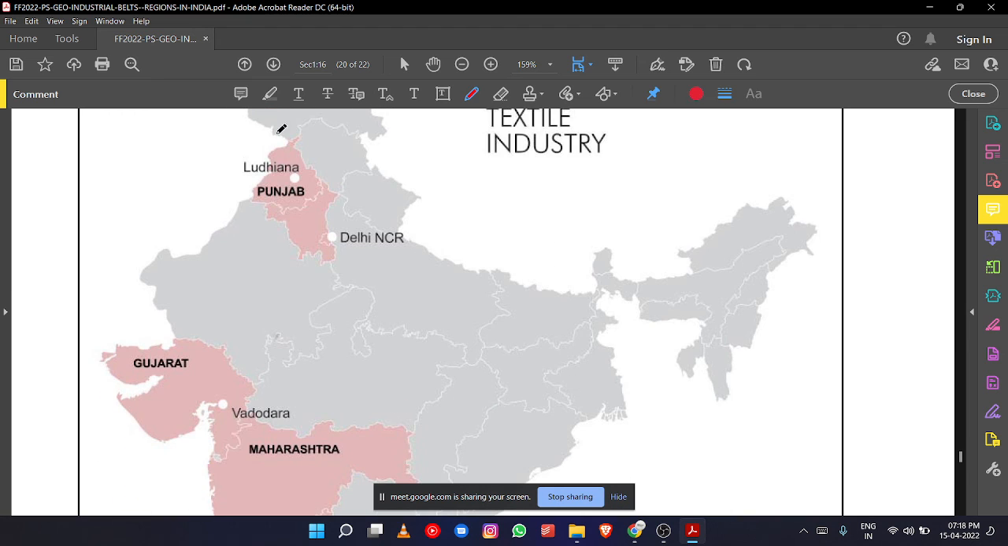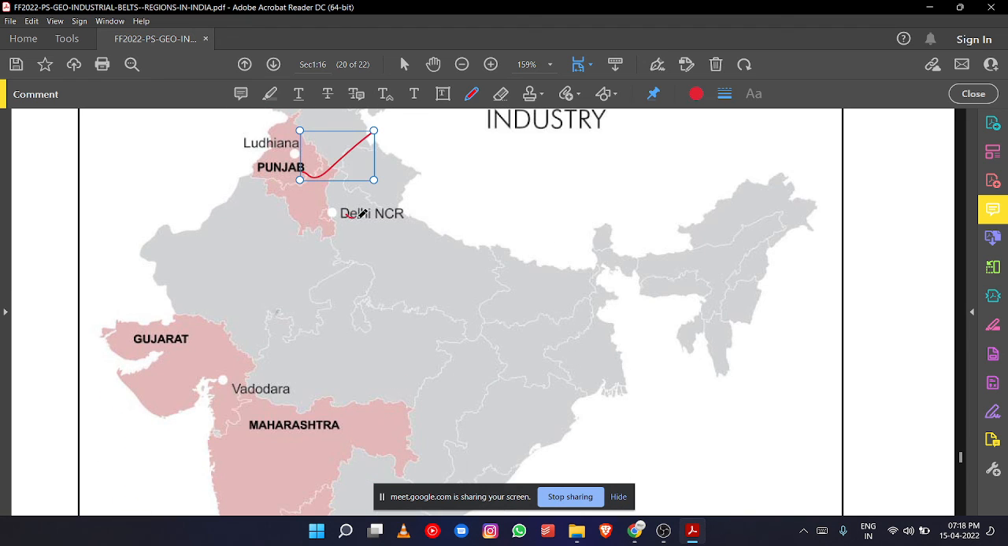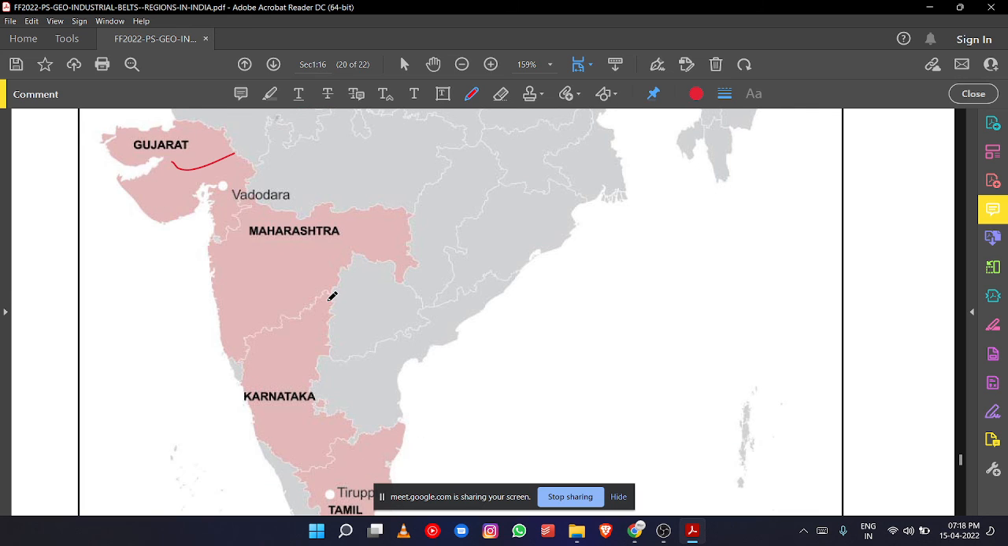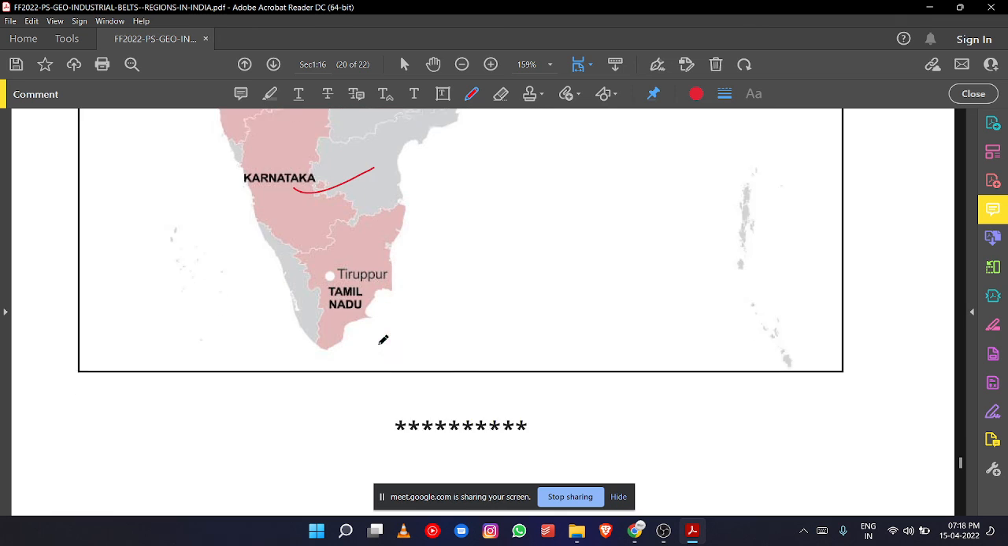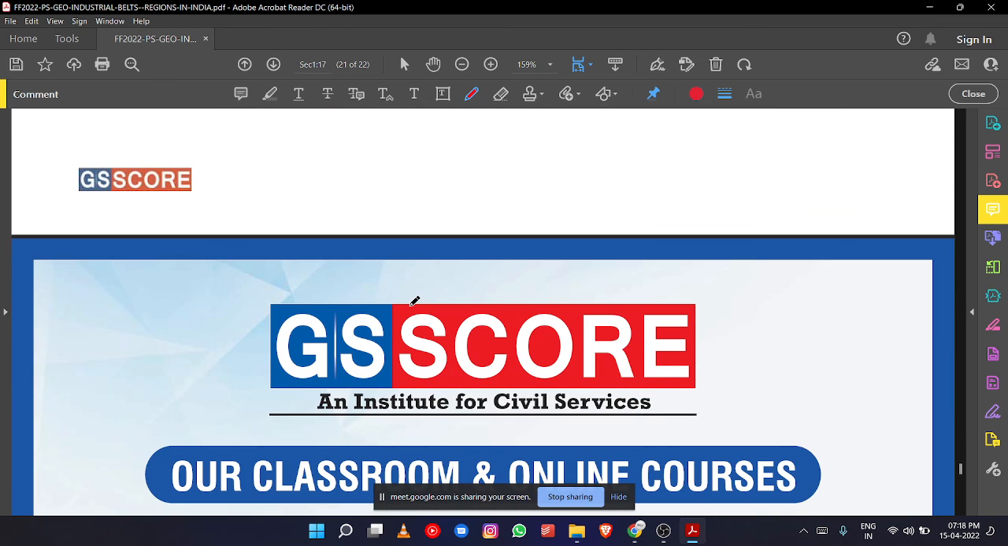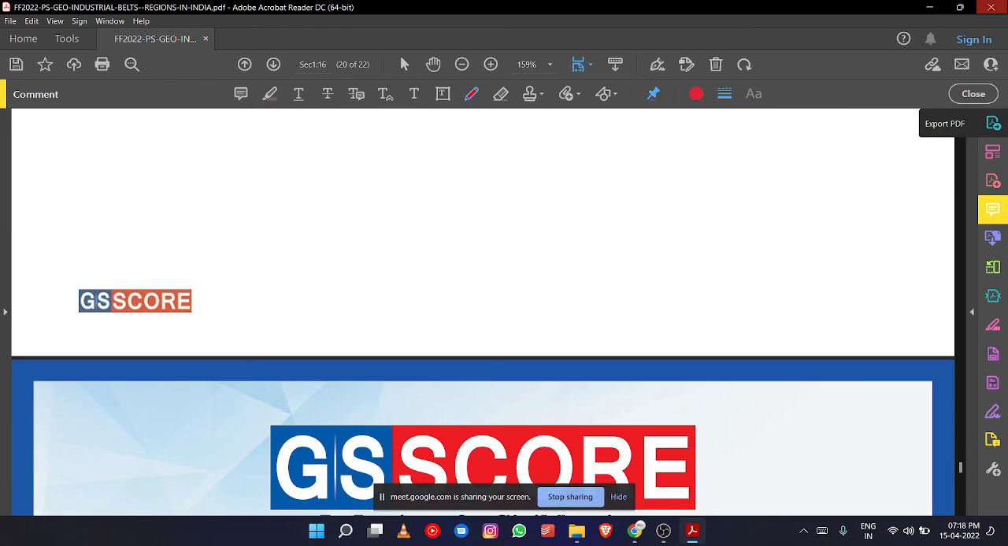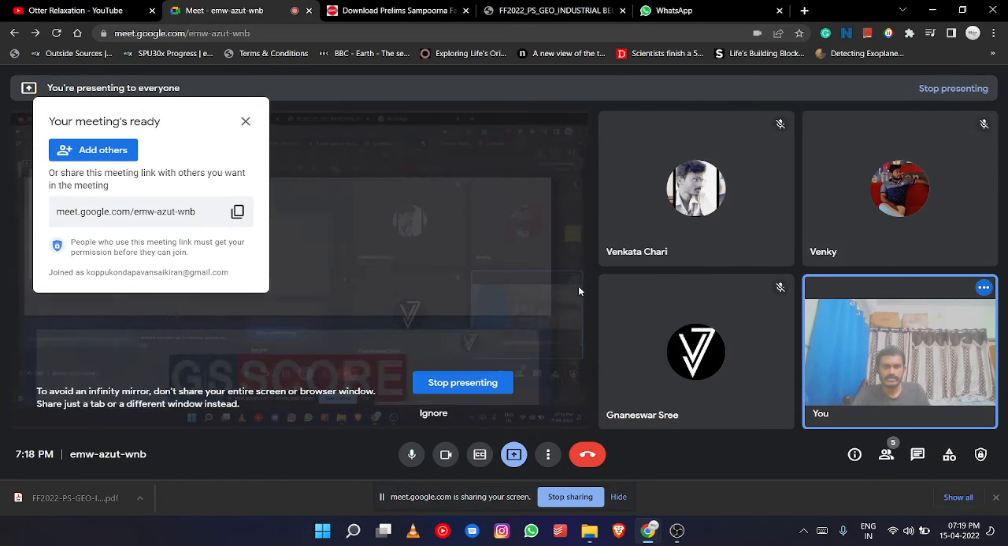The textile industries are concentrated in these areas: Ludhiana in Punjab, Delhi, Vadodara region of Gujarat, Maharashtra area, Karnataka, and Tamil Nadu area. So that's it for today. These are the major industries.